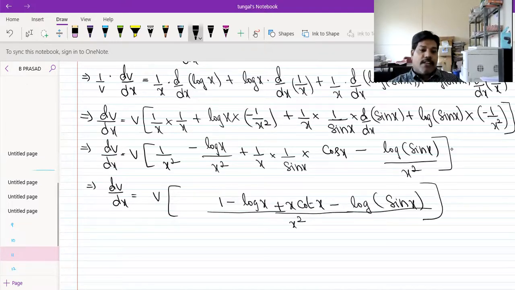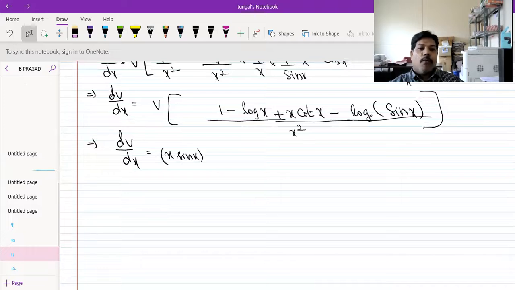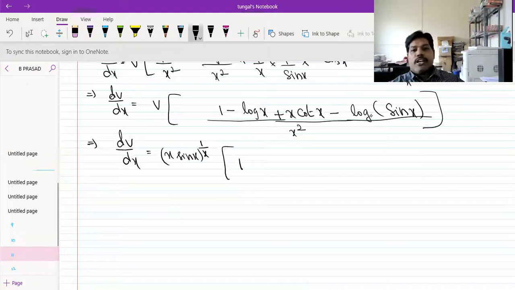So dv by dx is equal to, what is the v value, students? v is nothing but x sin x whole power 1 by x, into 1. Observe these two terms, students: if you take the minus common for these two, it becomes log x plus log of sin x.